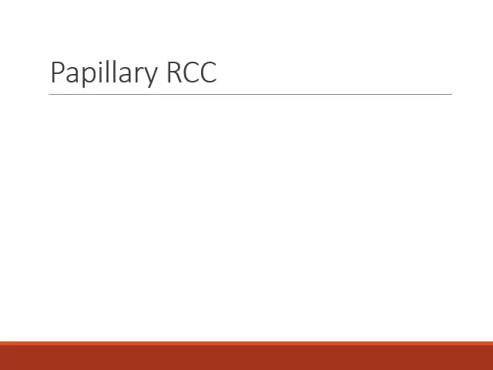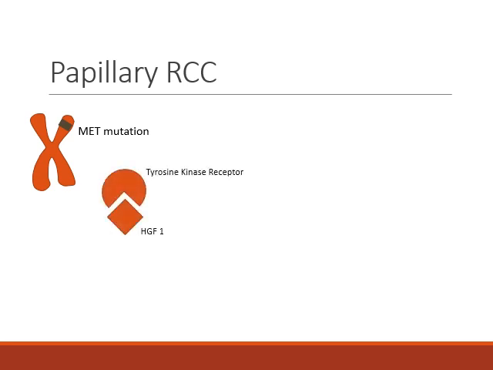The development of papillary RCC, remember this is the one that arises from the distal convoluted tubule. The development here is different. The problem with papillary RCC occurs on chromosome 7, where there is mutation of the MET gene. This occurs in both sporadic and the hereditary forms of papillary RCC. MET encodes a tyrosine kinase receptor that binds something called hepatocyte growth factor. This pathway is what's responsible for cell proliferation, motility, and survival.